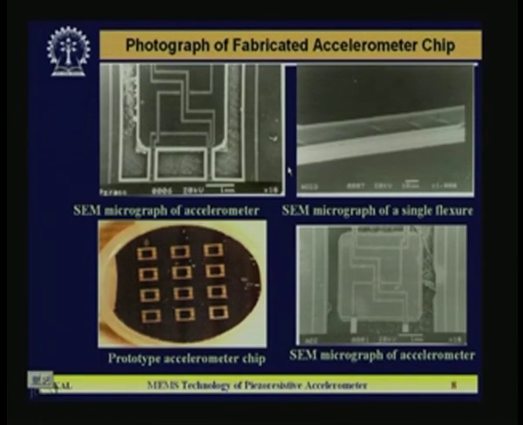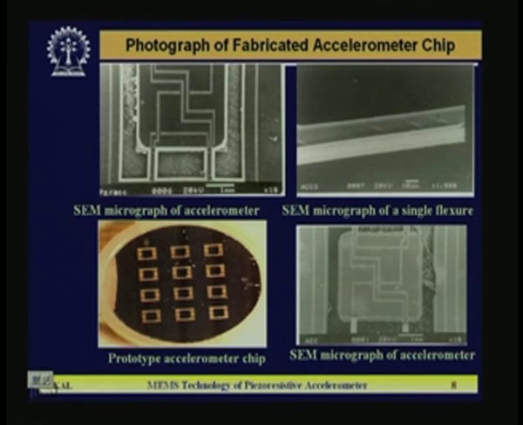Here some photomicrographs are shown at different places. You can see this is the SEM micrograph. Picture 1 shows the aluminum metal line, how it moves over the flexure. Particularly this picture is shown to show you how the flexure has been made.